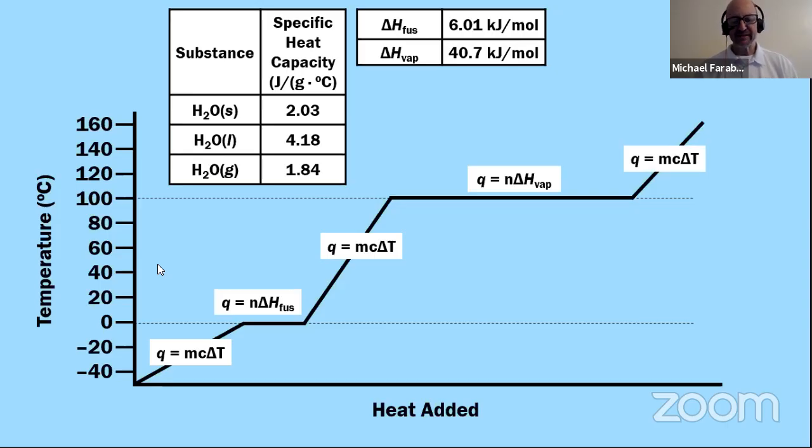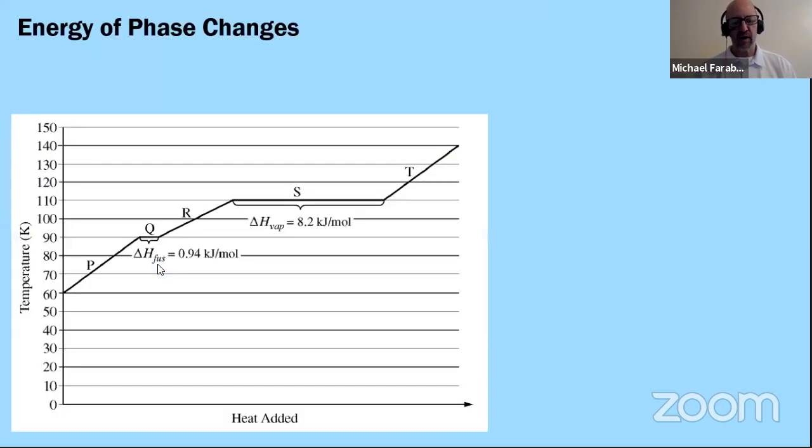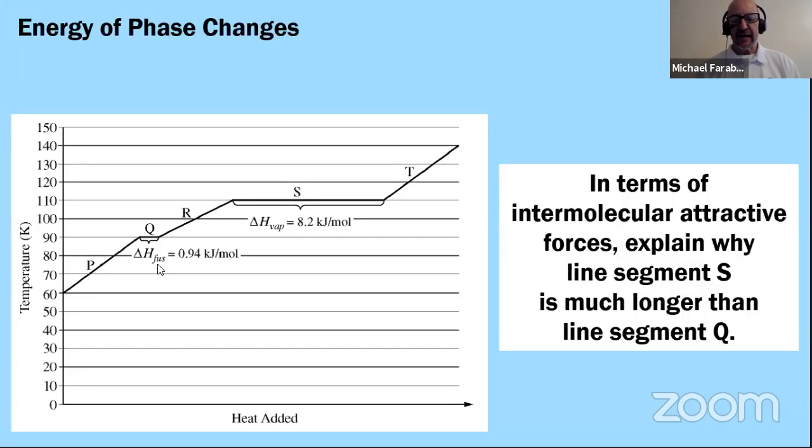Okay, we've talked about water. Here is the, I'll call it a heating curve, not a phase diagram, but heating curve for methane. Same kind of process. You have a slanted line, a flat line, and so forth. And so we have the enthalpy of fusion for methane is 0.94 kilojoules per mole, and the enthalpy of vaporization for methane is 8.2 kilojoules per mole. In terms of intermolecular attractive forces, and again, this was methane. I said it, didn't actually write it, sorry. Methane is CH4. In terms of intermolecular attractive forces, explain why line segment S is much longer than line segment Q.